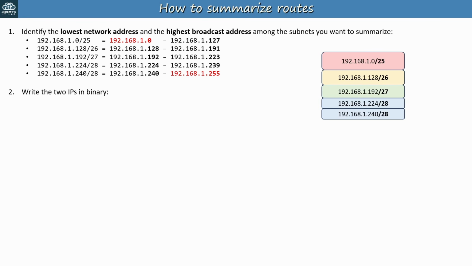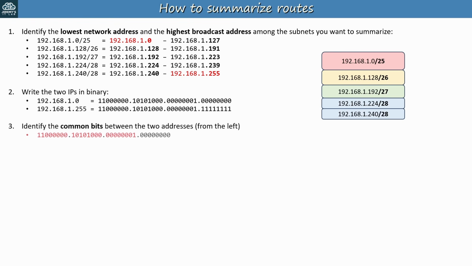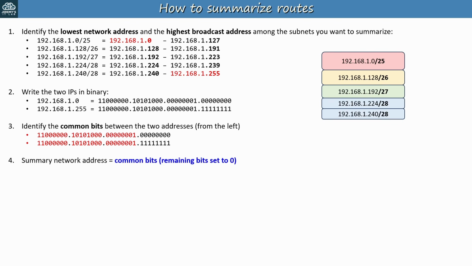Next, write those two IPs in binary. Here they are. Finding the summary from here is simple. Just identify the common bits between the two addresses from the left. That's the first 24 bits in this case. The summary's network address is the common bits, with the remaining bits set to 0. And the summary's prefix length is the number of common bits.